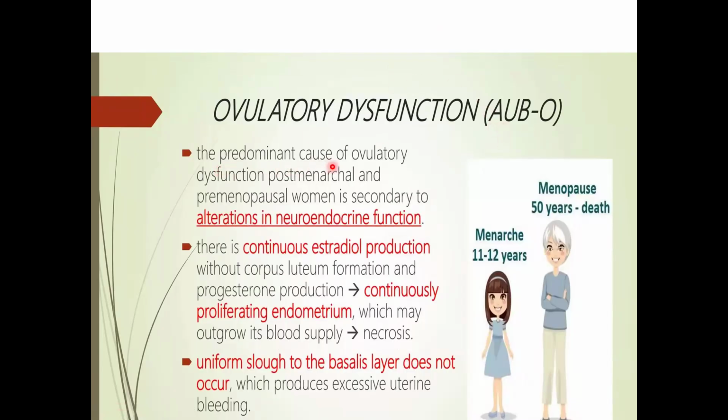The predominant cause of ovulatory dysfunction in postmenarchal and premenopausal women is secondary to alteration in neuroendocrine function. There is continuous estradiol production without corpus luteum formation and progesterone production, continuously proliferating endometrium, which may outgrow its blood supply and result in necrosis. Uniform slowing to the basalis layer does not occur, which produces excessive uterine bleeding.